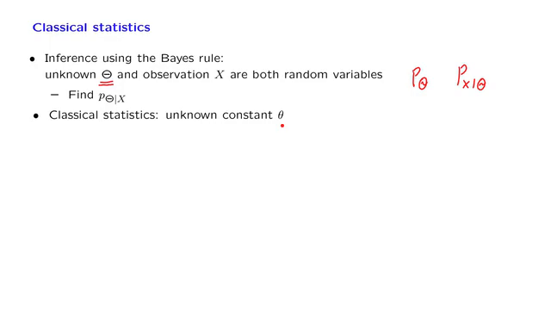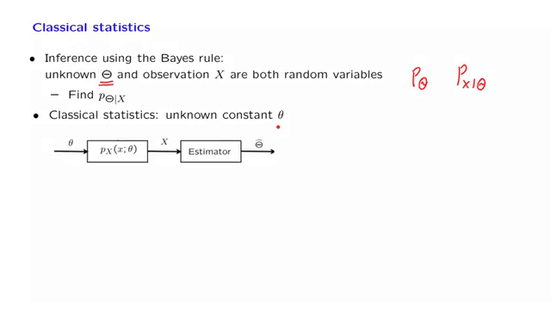Or there may be other situations in which, even though we may think that there is something random that determines theta, we are reluctant to postulate any prior distribution. We do not want to impose any biases. And that leads us to the classical statistical framework, in which unknown quantities are treated as constants, not as random variables. Pictorially, the setting is as follows.